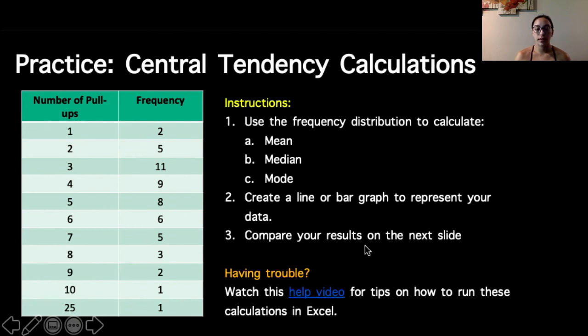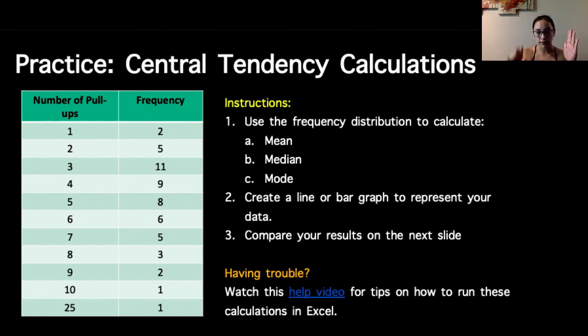So if you feel like pausing, or maybe you want to watch the video, try it out, see if it makes sense, and then check your work with the next slide, you can do that. Just to explain what this is here, the number of pull-ups is our dependent variable and the outcome that we're interested in seeing the frequency of. So in this case, our number of pull-ups would be on our x-axis, and the frequency would be on our y-axis so that we're able to get that bar.